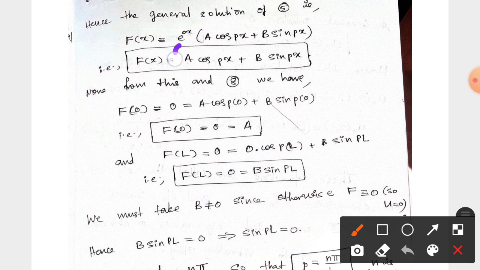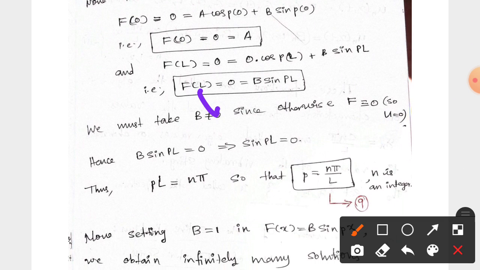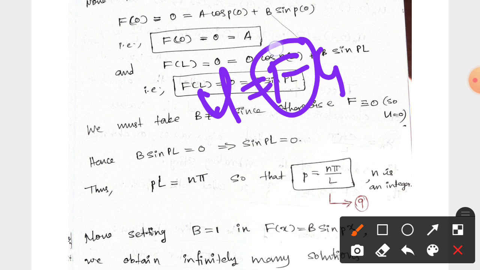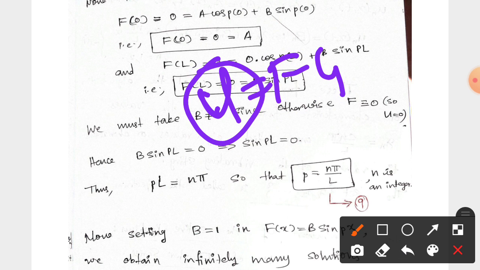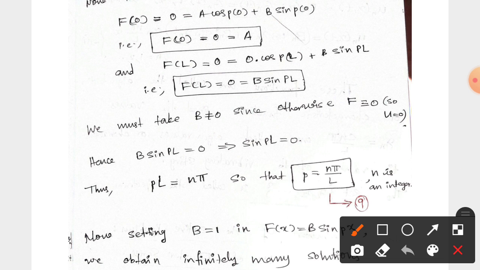So this becomes what? This complete term becomes 0. If A is already 0 and B is also 0, then F becomes 0. F becomes 0 means U is what? U is equal to F into G. So if F is 0, then U becomes 0. U becomes 0 means there is no deflection, but we require to get deflection. So B cannot be 0.